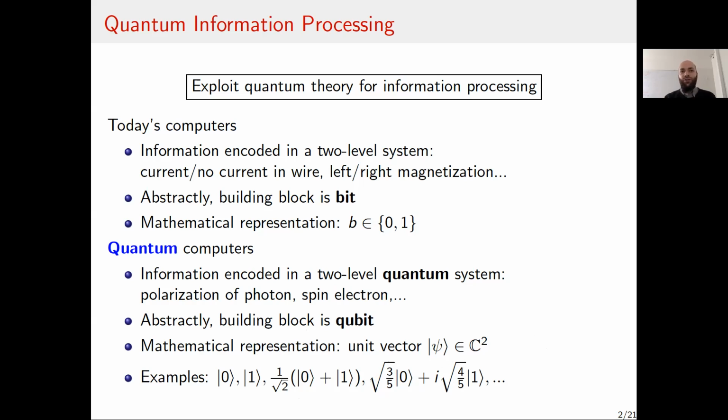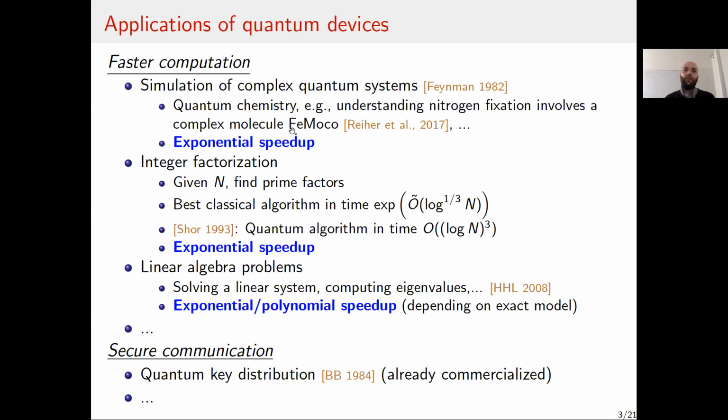So the first question you can ask is why care about such quantum computers, computers which use the laws of quantum theory? I'll try to mention some applications of such quantum devices. As you of course all know, we currently don't have quantum computers, but these would be applications of quantum devices if we had them. So let me start by mentioning the applications we know of.